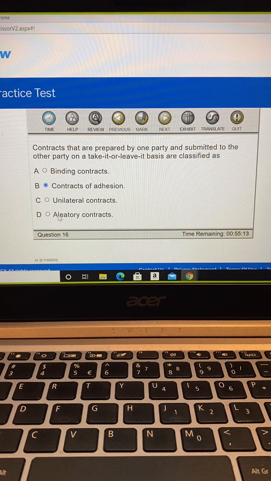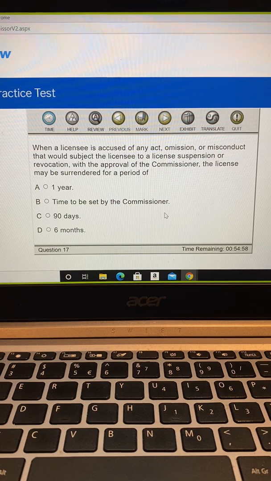Aleatory is an exchange of unequal values. That's a whole other one. You need to know that too. The nature of insurance is there could be an exchange of unequal values. Like all these questions right here, y'all knock them out, bam, bam, bam, you get your license, we'll be done with this.